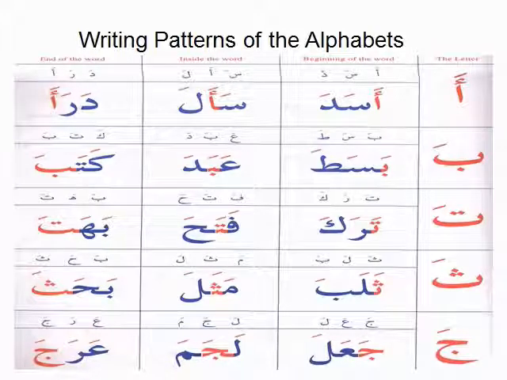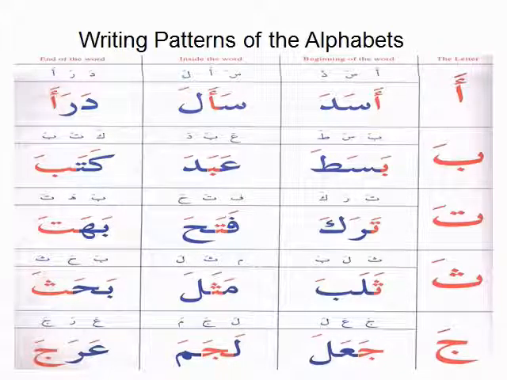They don't kick. For example, basata, ba in basata, you see how it is connected, and abada, and kataba, how they are connected. The same thing with ta, taraka, fataha, bahata, tha, ثلب مثل بحث, jim, جعل لجم عرج. Now we don't care about the meanings right now. We care about how we write the letters at the beginning, in the middle and at the end of words.